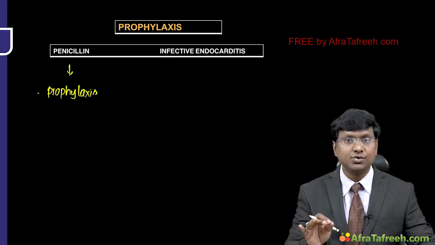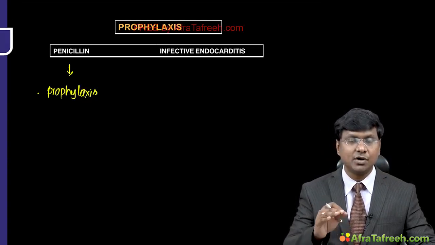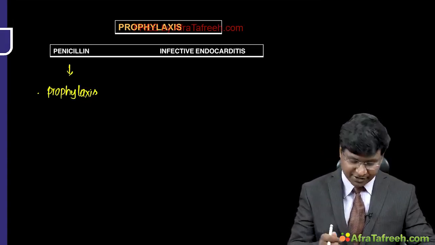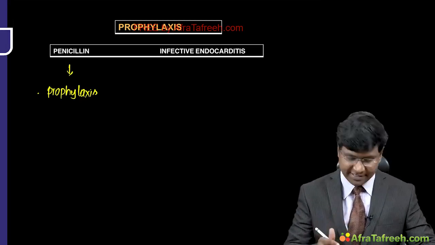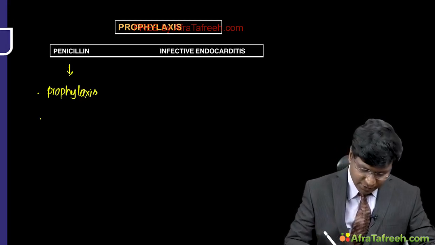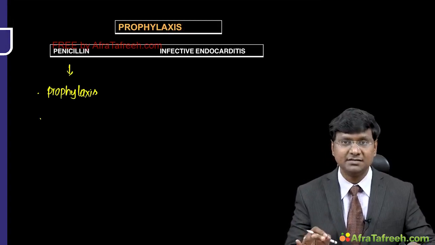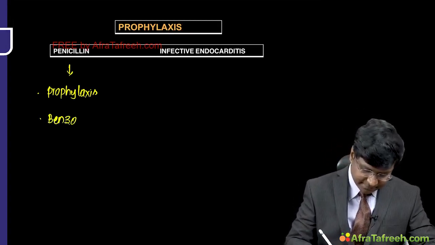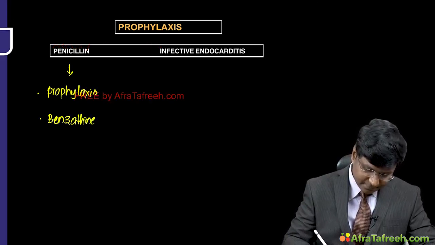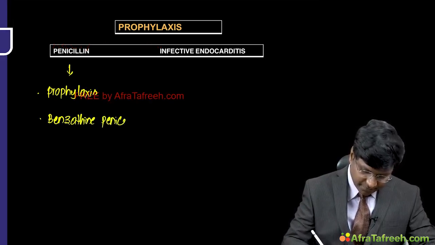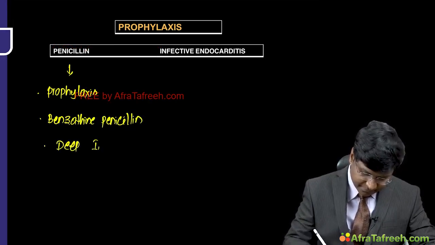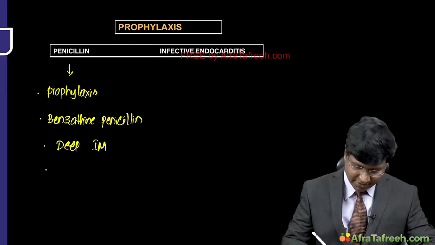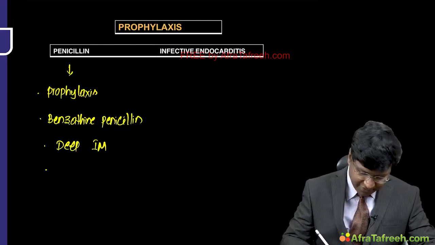Those individuals who are at increased risk of the development of further complications, definitely you need to give the prophylaxis. And for this prophylaxis, you have to give benzathine penicillin, and this benzathine penicillin that you are giving should be deep IM, right? Deep intramuscular route. And you have to give it every 21 days.